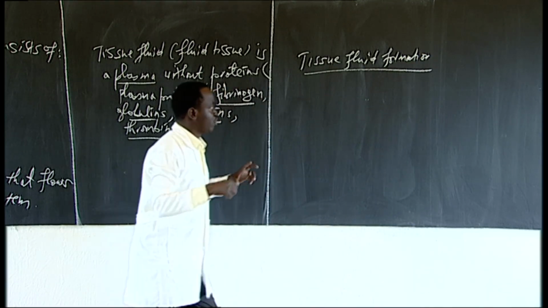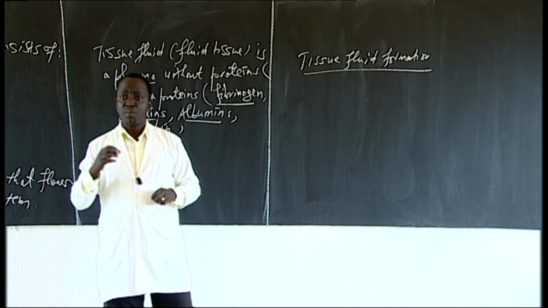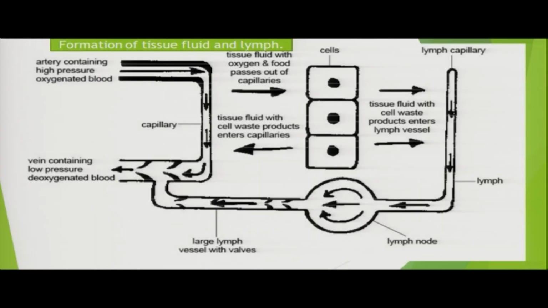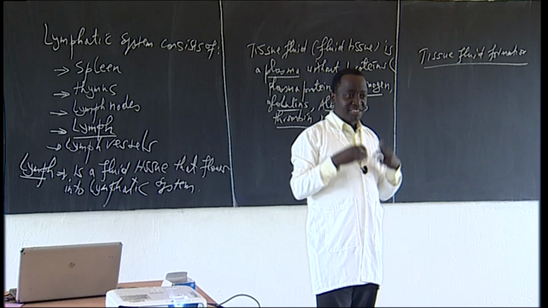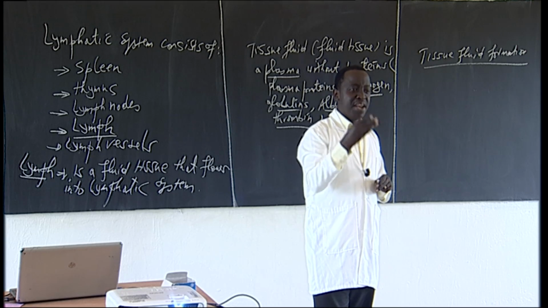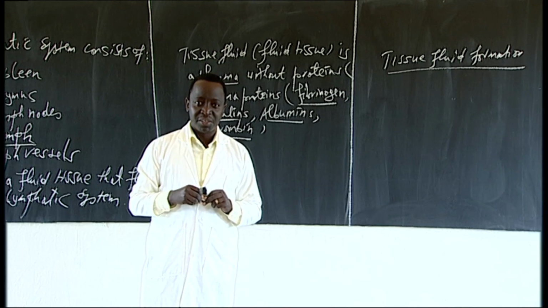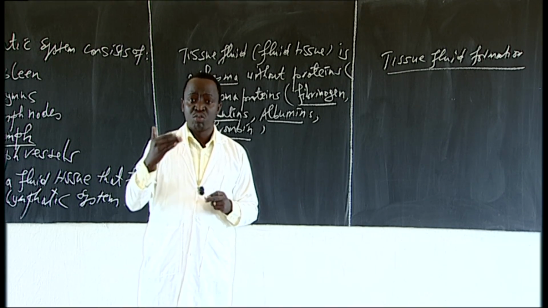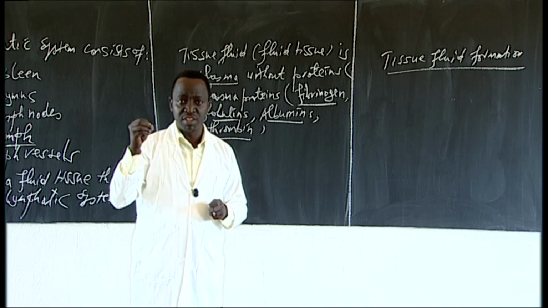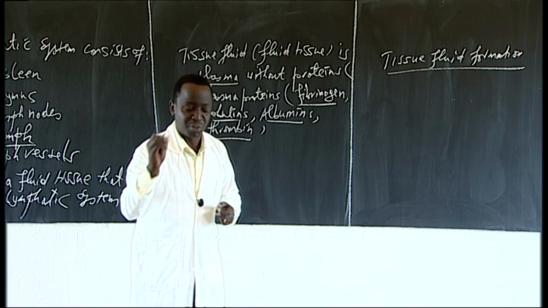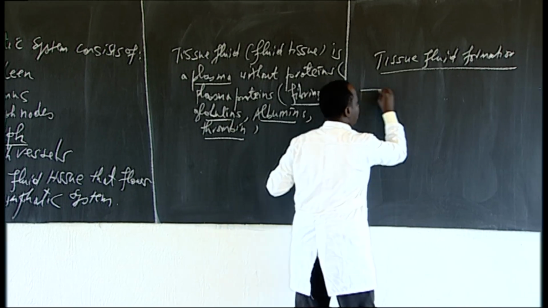How is this tissue fluid going to be formed? It is going to be formed by a process called ultrafiltration. What is ultrafiltration? When the small molecules that come from the blood pass across what you call the capillary, then get into the cells. When they reach the cells, they form what you call tissue fluid. You can see, we have this.